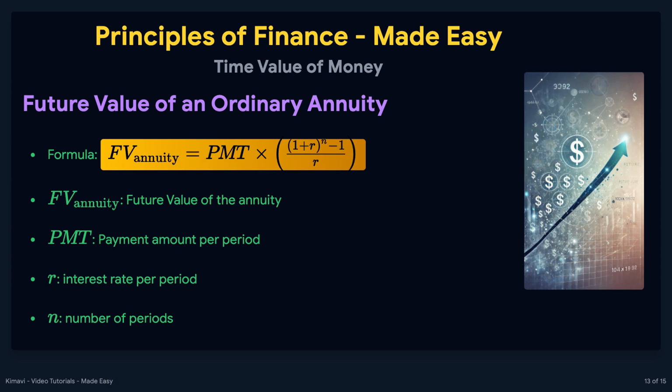The future value of an ordinary annuity can be calculated using the formula FV annuity equals PMT times ((1 plus R) raised to the power of n, minus 1), all divided by R. Here, FV annuity is the future value of the annuity, PMT is the payment amount per period, R is the interest rate per period, and n is the number of periods.